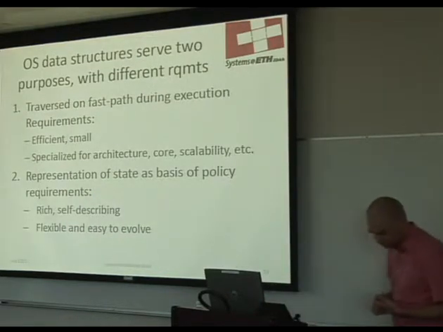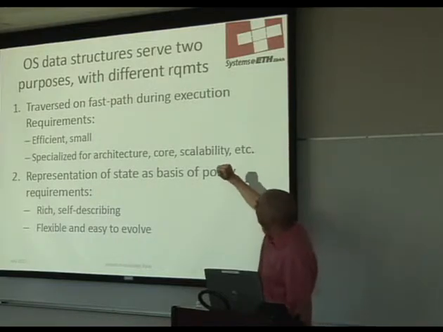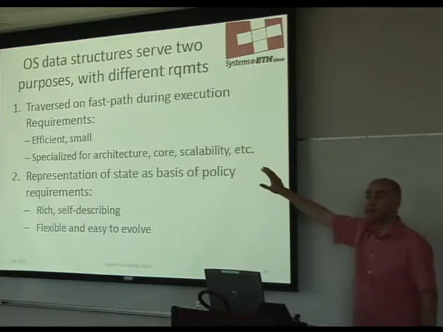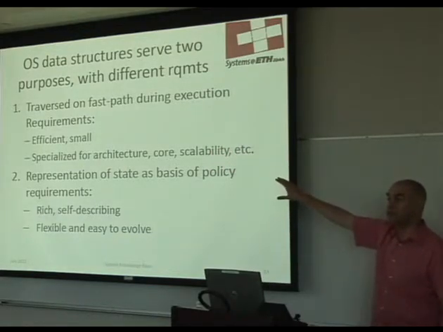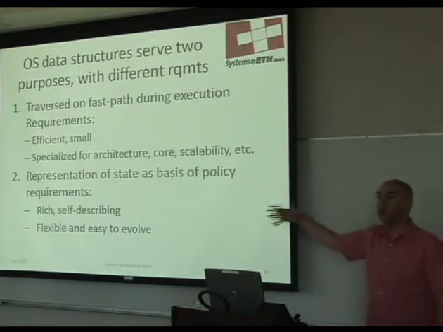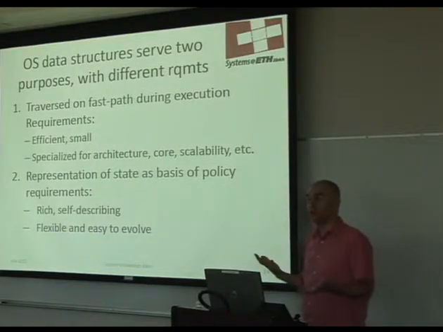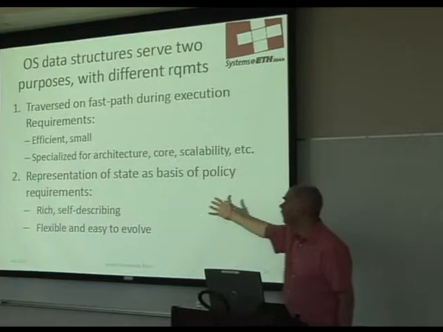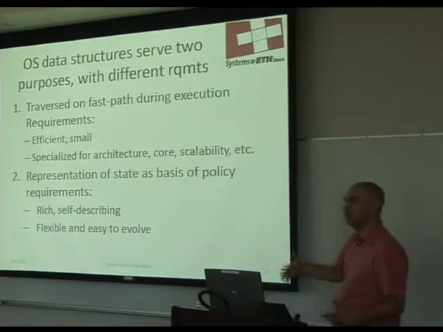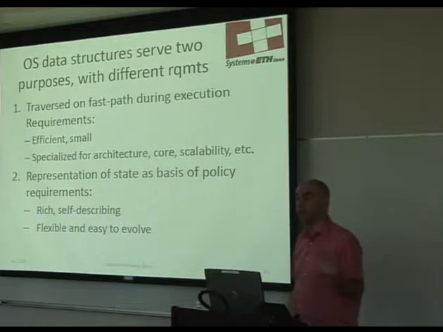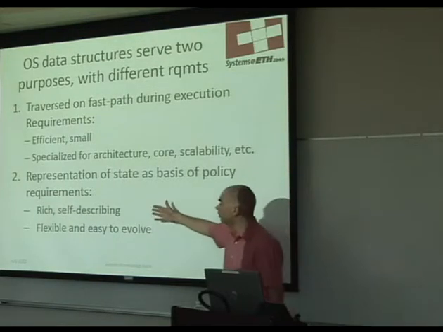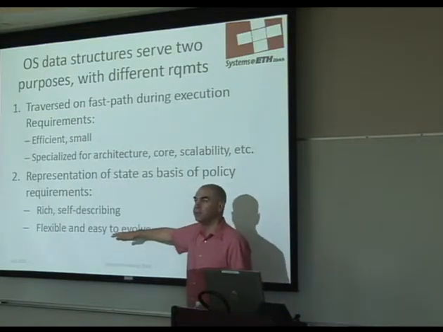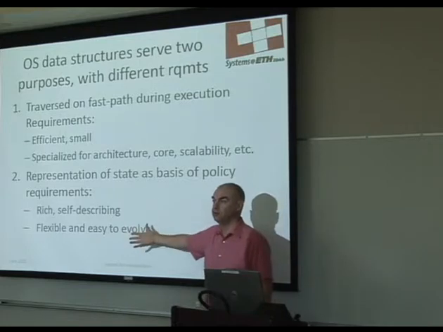Well, we made an observation, which is, if you're writing an operating system, you've really got two different requirements. You've got a mechanism-based requirement that says you want to have data structures that actually guide the execution of the system. Those data structures should be efficient, they should be small, they're specialized for the particular architecture you're on if you want it to go fast, and they're typically coded in C. There's a different requirement, which is you want to represent the state of the system because you want to be able to base policy on what you know about the system. So you want data structures that are rich, they're self-describing, they give you most policy flexibility, and you want to make them easy to evolve as new hardware comes along and new application requirements come along.